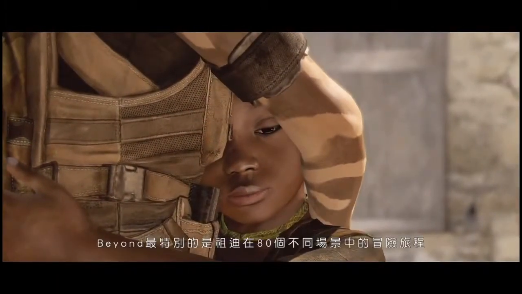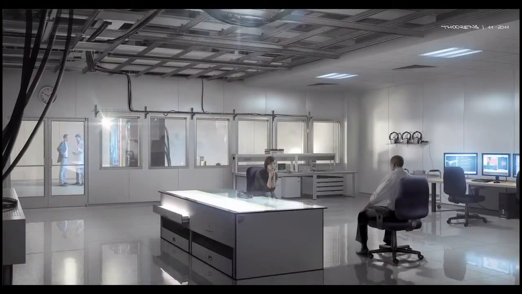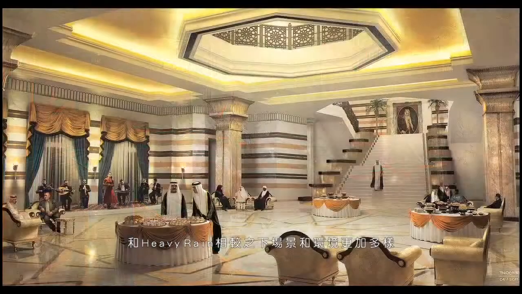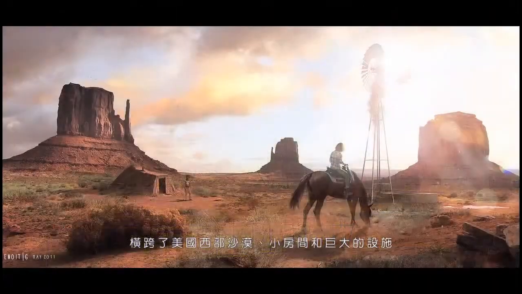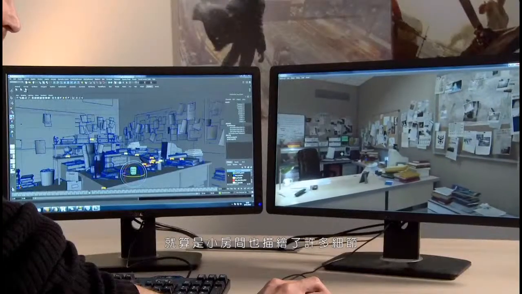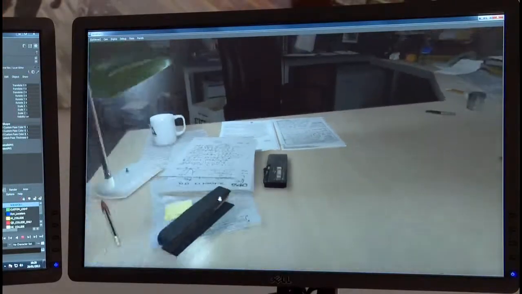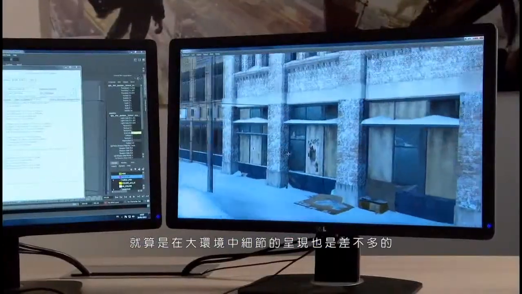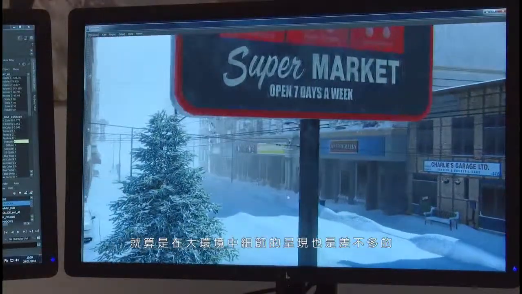The highlight of Beyond was to go through an epic journey with Jodie, spanning 80 different set pieces. It's slightly different from Heavy Rain. We have a much larger palette of scenes and environments. It could be a Navajo desert, tiny rooms, huge complexes. It's hard to manage because we are talking about small, tiny rooms with a huge level of detail, and also open world environments where we need to maintain the same level of detail.